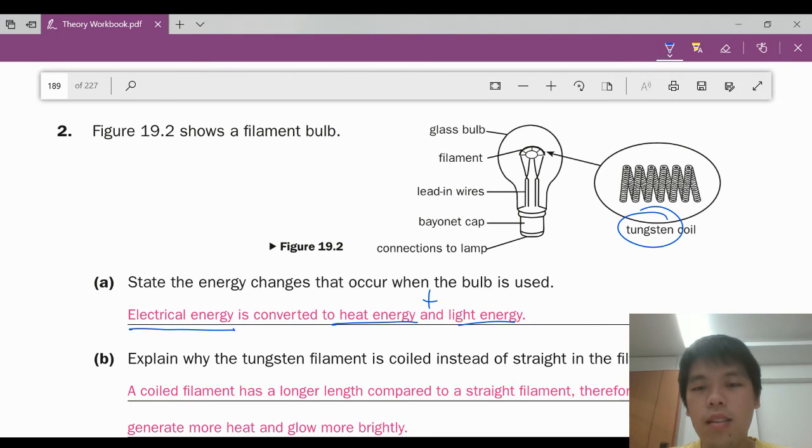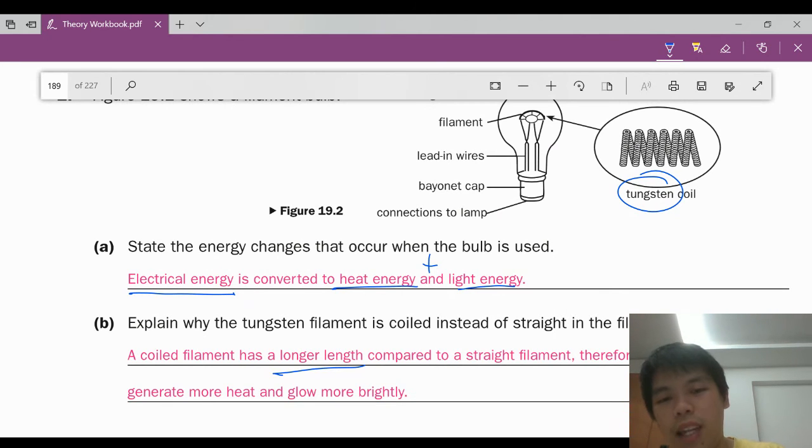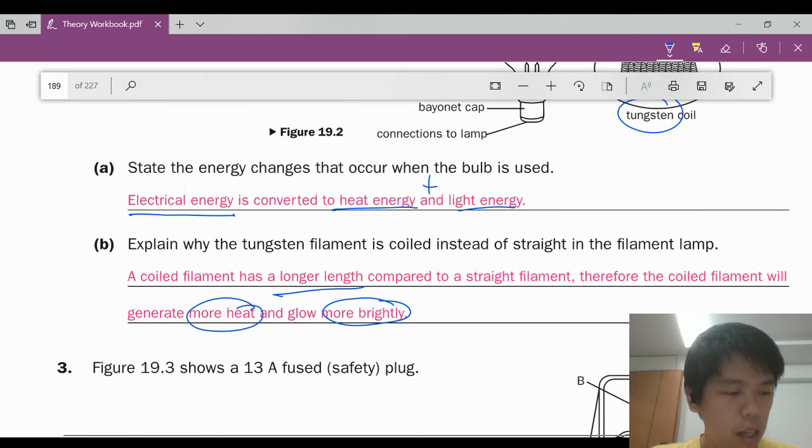Explain why the tungsten is coiled instead of being straight. Coiled because we want it to have a longer length. By having a longer length, we can generate more heat and glow more brightly. So we want more of it packed into a smaller area. Okay, let's look at question 4.